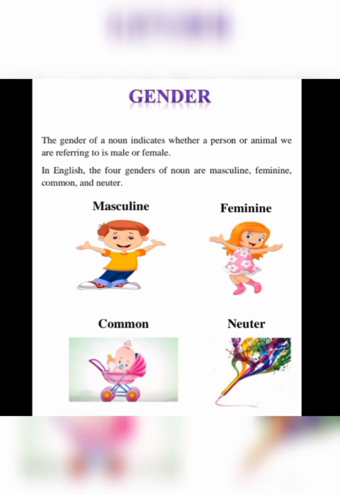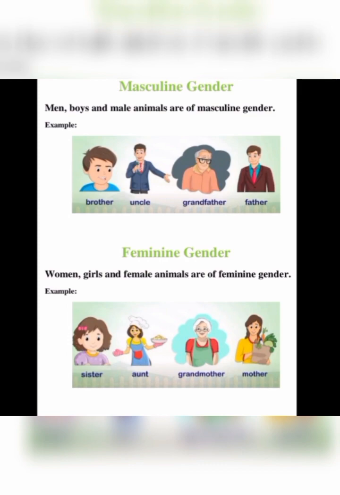So students, there are 4 types of gender: masculine, feminine, neuter and common gender. Students, always remember, he is used for one male human. She is used for one female human. They is used for more than one male or female humans.